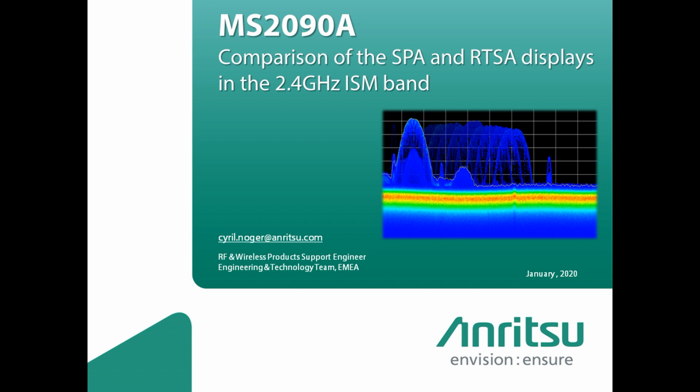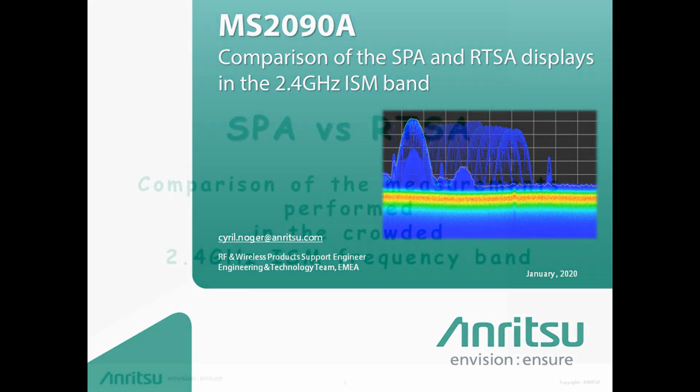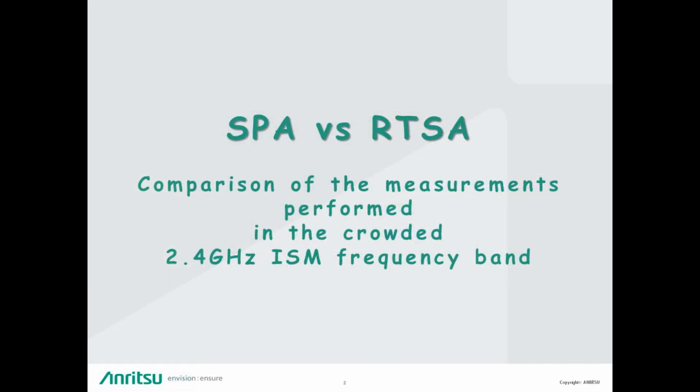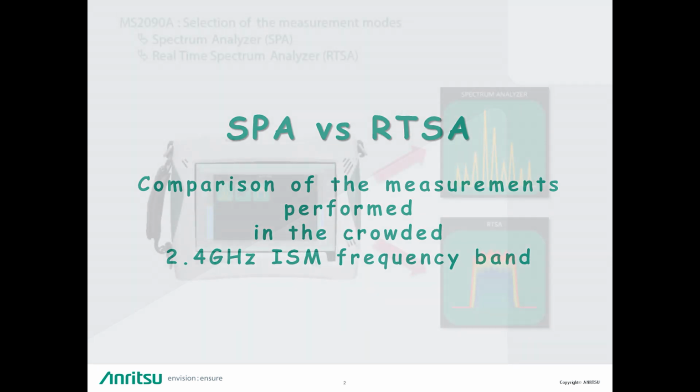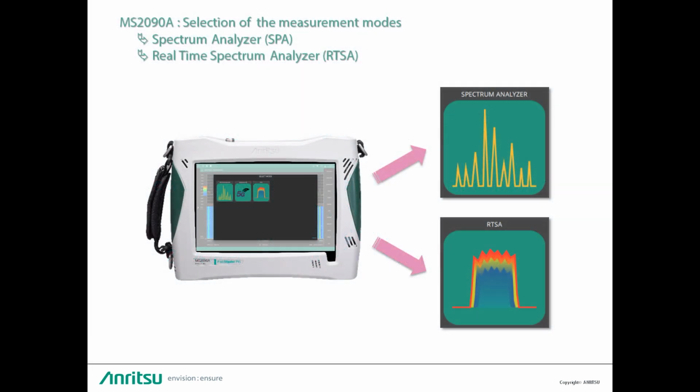In this short video podcast, we will see today how different a spectrum analyzer is compared to a real-time spectrum analyzer. In order to make this comparison between the spectrum analyzer mode and the real-time spectrum analyzer mode, we will set up the MS2090A into the 2.4 GHz ISM band. Thanks to the touchscreen and the easy-to-understand graphical user interface of the MS2090A, it's easy to switch from spectrum analyzer mode to real-time spectrum analyzer mode.